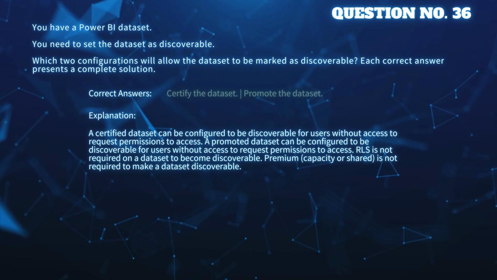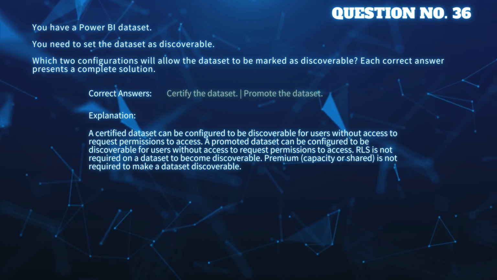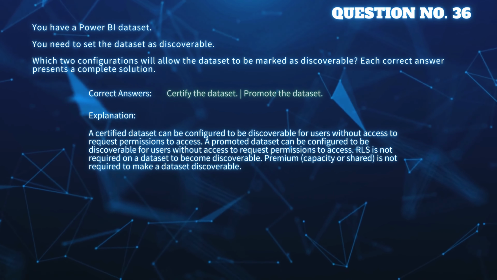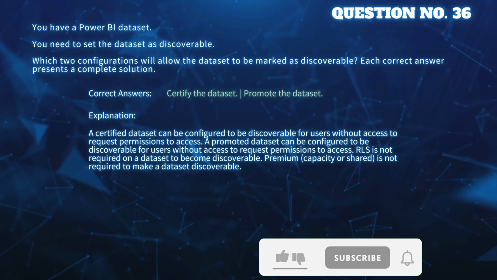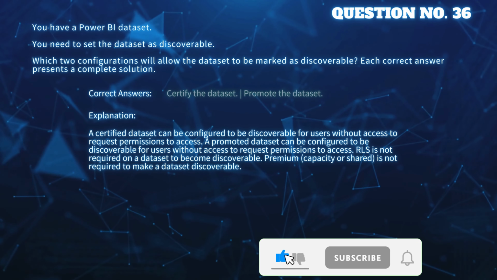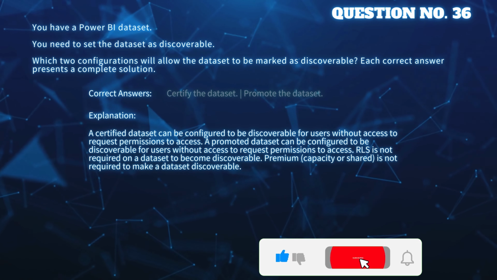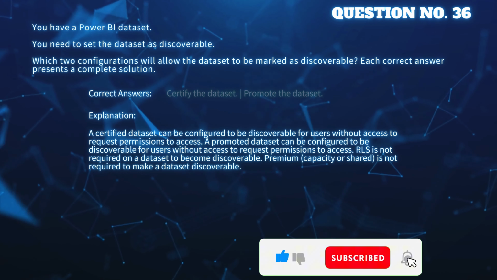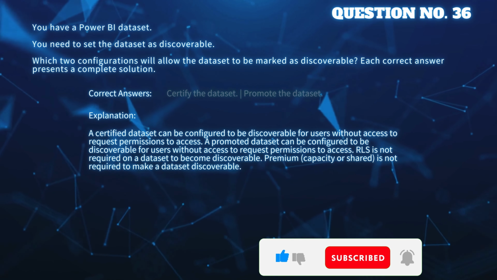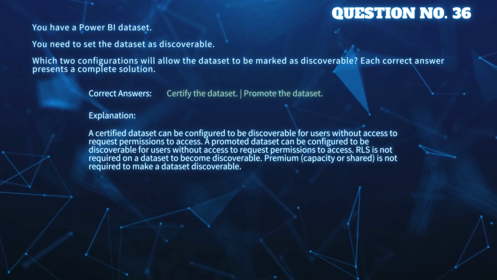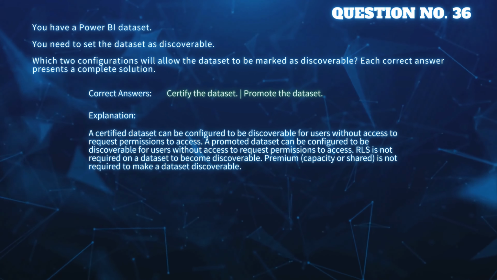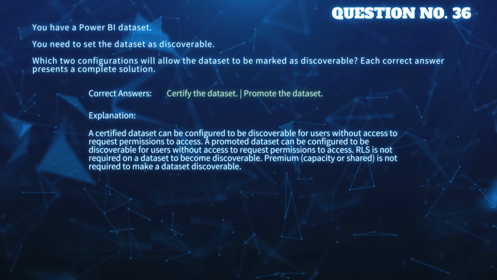Promote the dataset. Explanation: a certified dataset can be configured to be discoverable for users without access to request permissions to access. A promoted dataset can be configured to be discoverable for users without access to request permissions to access. RLS is not required on a dataset to become discoverable. Premium, capacity or shared, is not required to make a dataset discoverable.